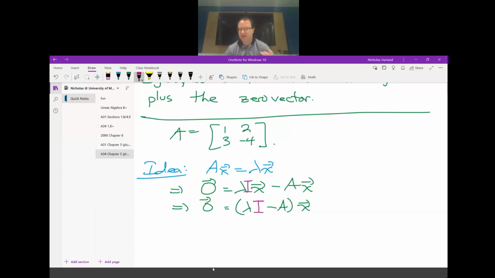Again, this is to make sure everything still makes sense. It doesn't change what our answer would be. And we want to know, when does this have non-trivial solutions? So we have a square matrix. It's a confusing looking square matrix, but a square matrix times x is equal to 0, and we want it to have more than just the 0 solution. When does that happen?